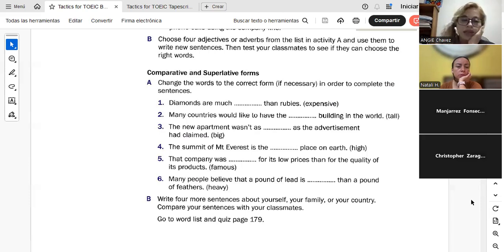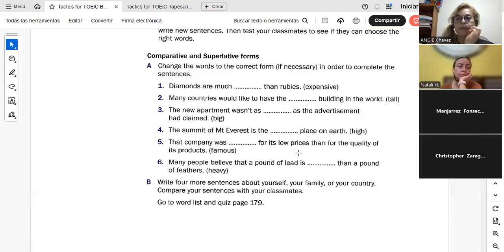As big as the advertisement. As big as. When we use as, remember that the adjective remains the same. Correct. For 4, the highest place on earth. 5, most famous. Of course, easy peasy, right? And 6, heavier. Remember changing the Y into I, right?